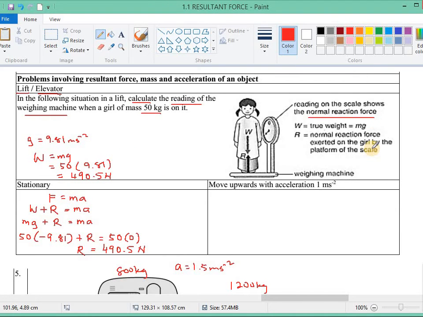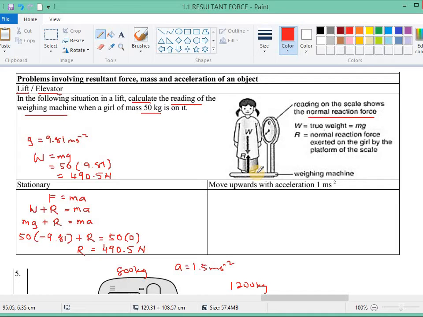Okay, now we want to continue with the problem involving resultant force, mass and acceleration of an object, and the situation is inside a lift or elevator. One important thing about this situation inside a lift, where it involves a weighing machine, is that the reading on the scale is the normal reaction force. The normal reaction is the upward force, the force that goes in the opposite direction to the weight. The reason why we have this normal reaction from the weighing machine is because the weight of the girl is pushing down on the weighing machine.